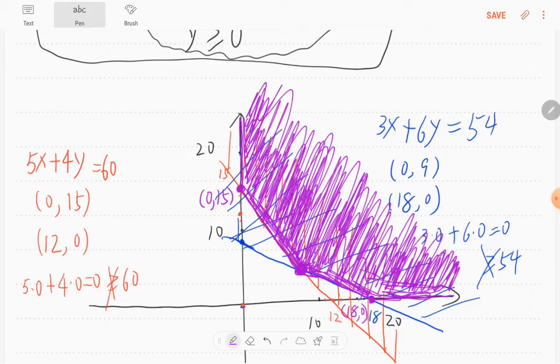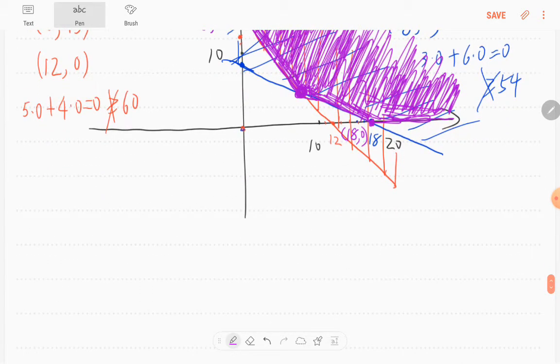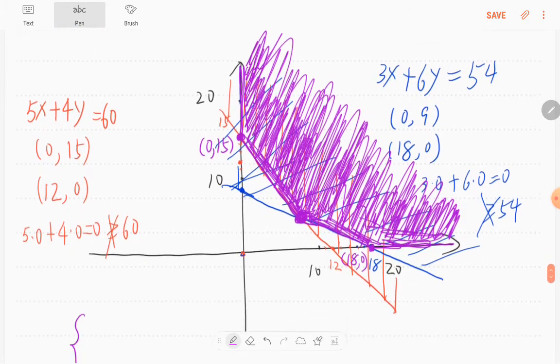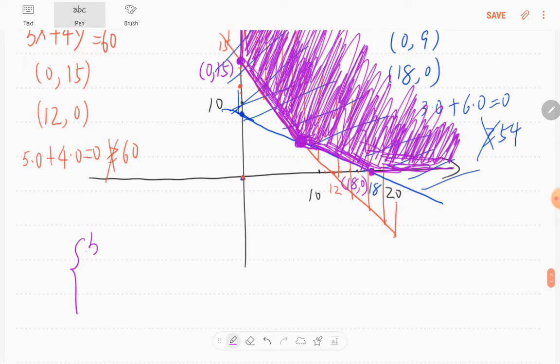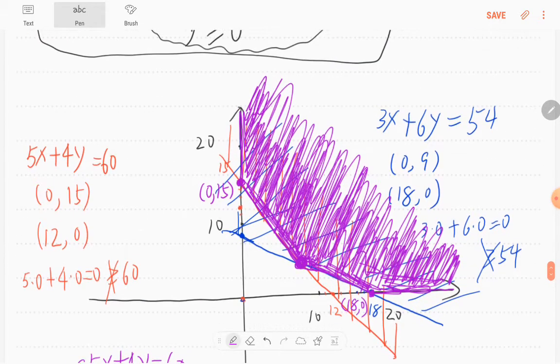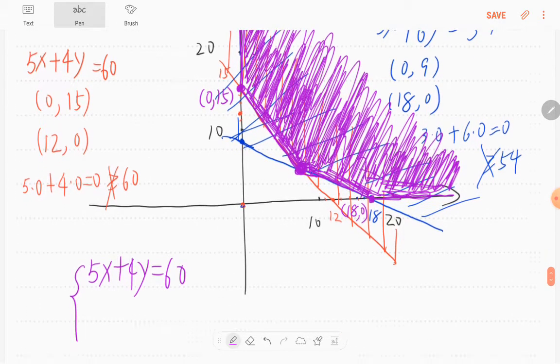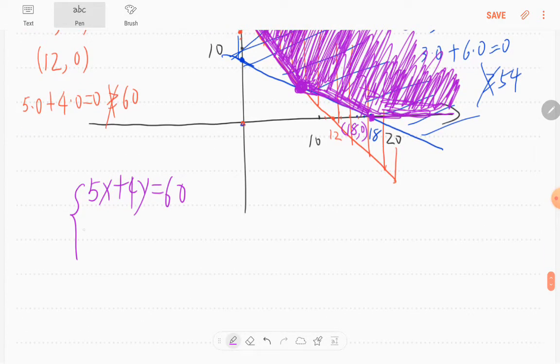So what is this point? This point is the intersection of the red line and the blue line, which is the solution for the linear system. The red line is 5x plus 4y equals 60. The blue line is 3x plus 6y equals 54.